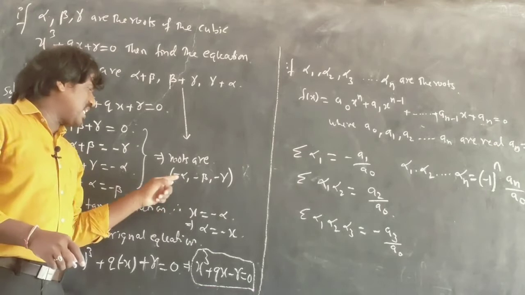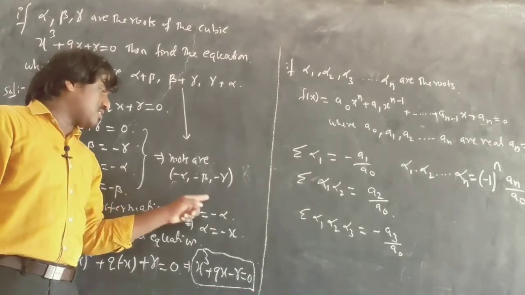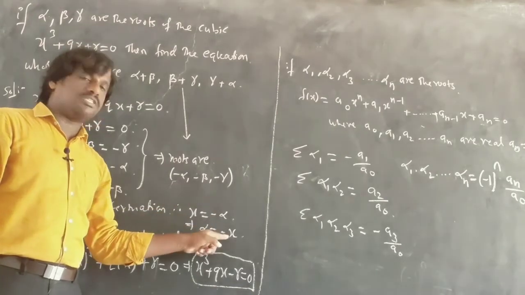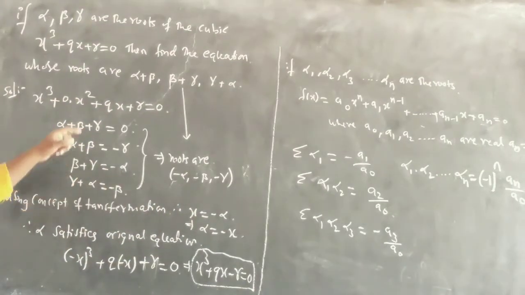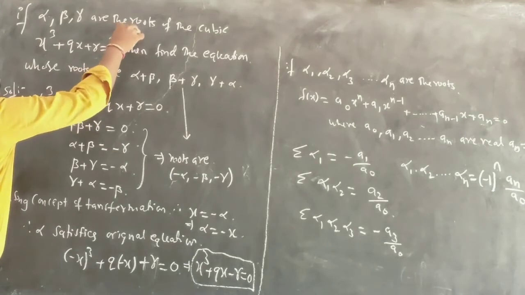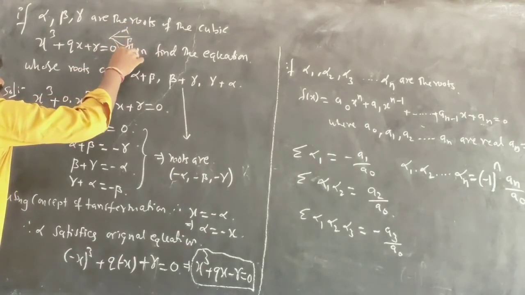So I can write x is equal to minus alpha. I am getting a root and that root is minus alpha, so x is equal to minus alpha. Then the alpha value will be minus x. So this is a quadratic equation that alpha, beta, gamma are satisfying.